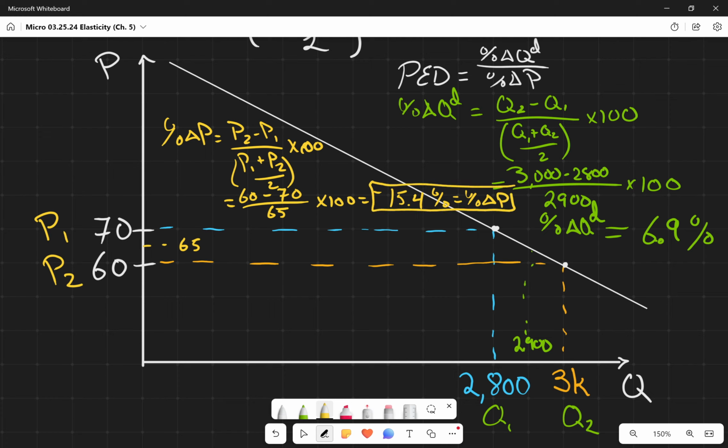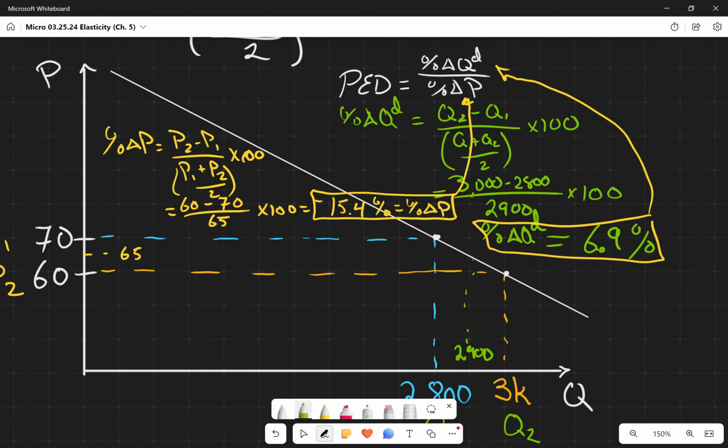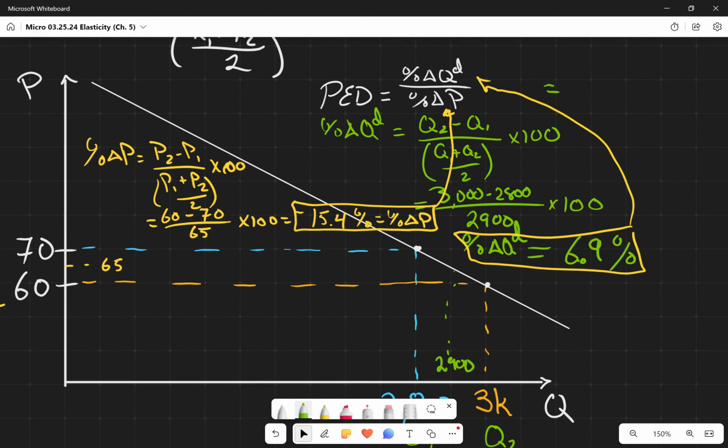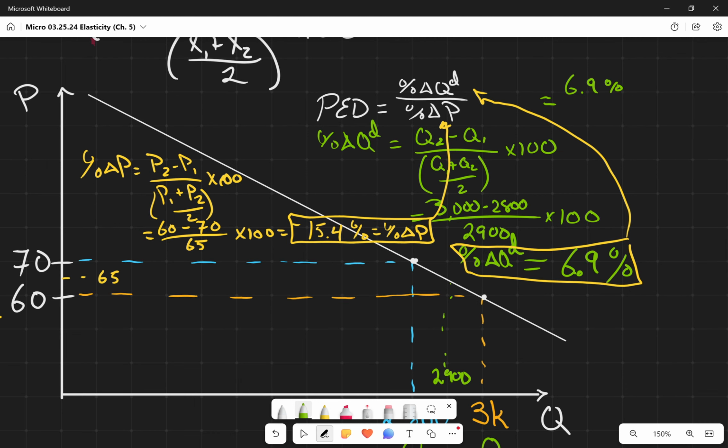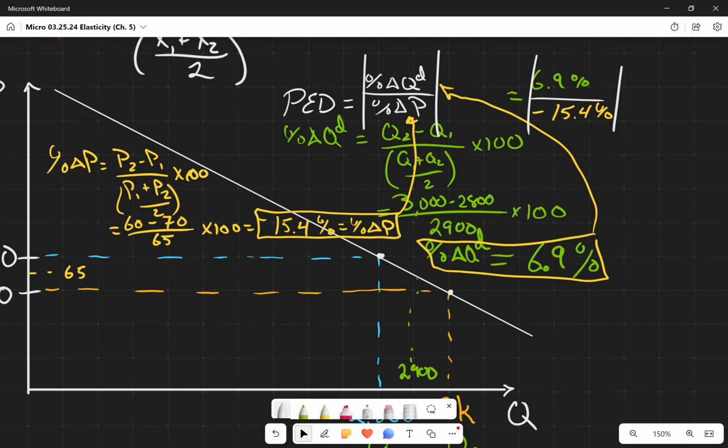And if we've done it correctly, one of these should be negative. Why? The law of demand. So now we need to pop these into their corresponding places of our price elasticity of demand calculation. So we end up with 6.9 on the numerator and negative 15.4 on the denominator. This is why we have the absolute values that I love to leave out. Once we do this calculation and take the absolute value, we end up with an elasticity of 0.45.